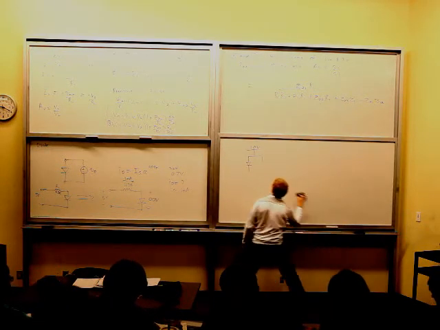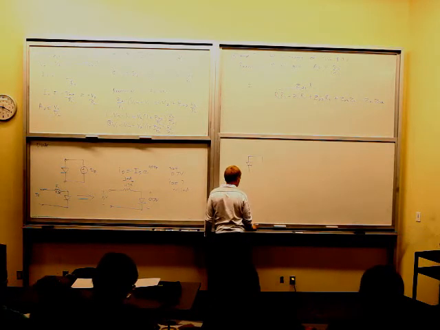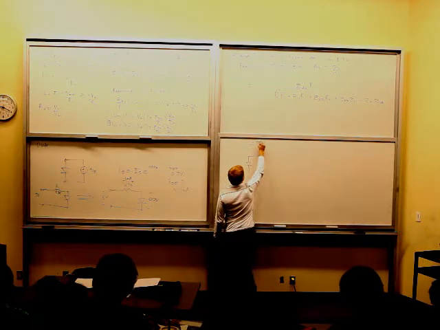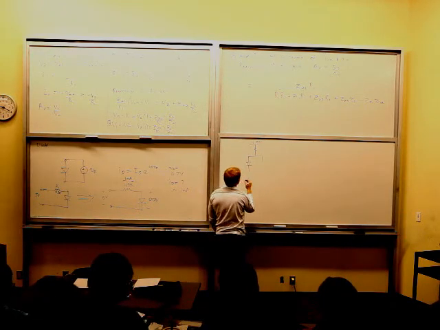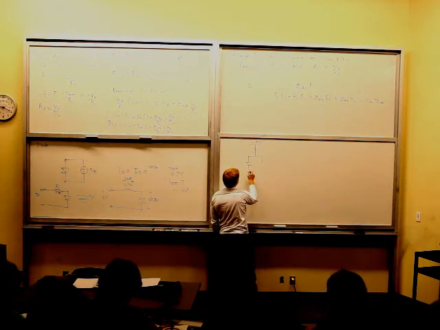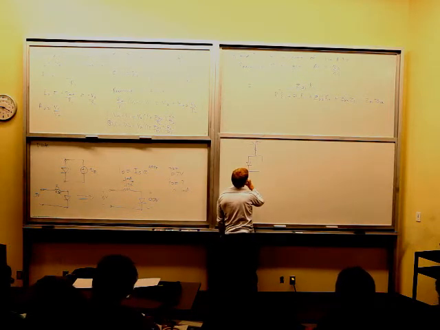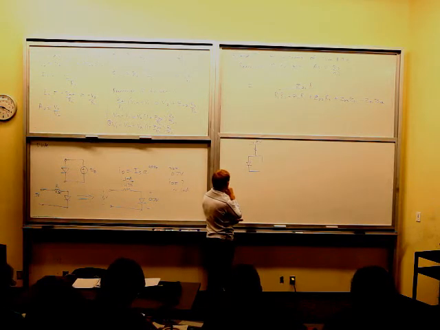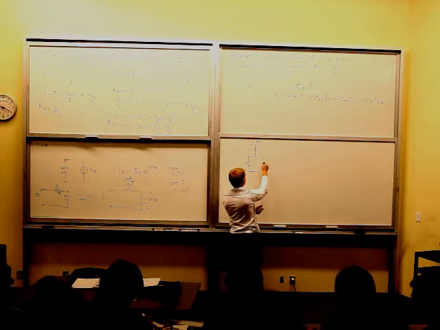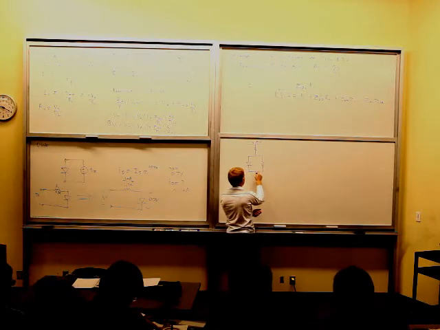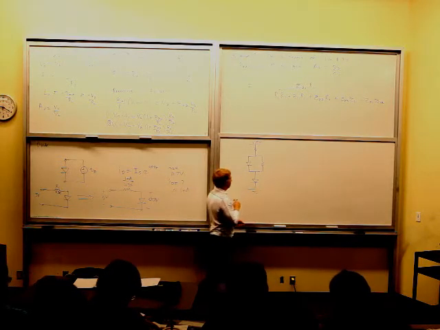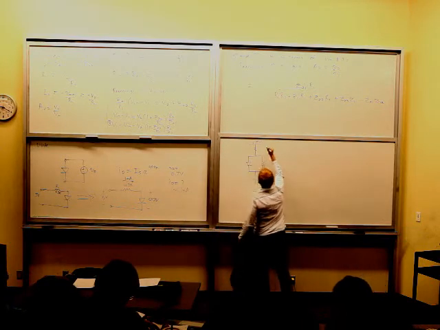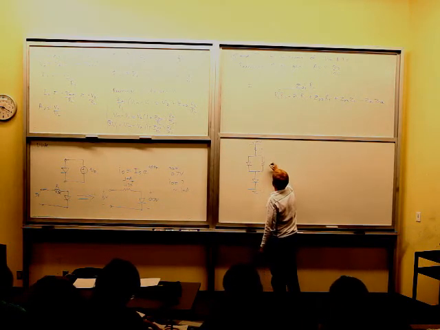Let me just change this a bit. I want to put a resistor here. I'm trying to think of something that actually makes sense here. Okay, I think this will work. Let's call this 1K and this one 2K.